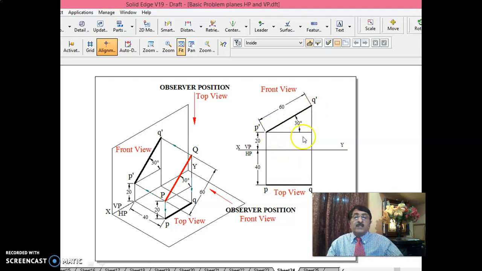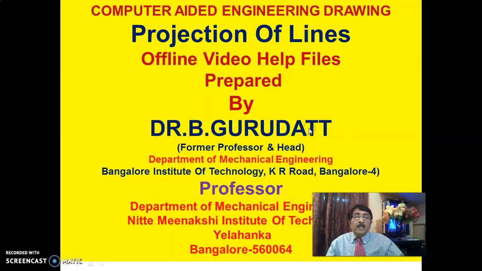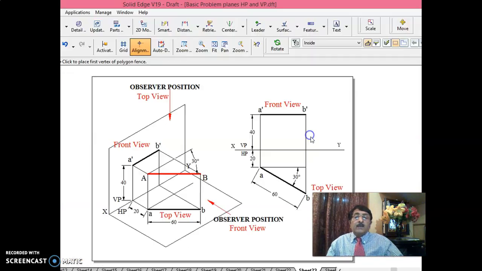Now looking at this, you can say, since PQ is parallel to XY line, immediately you say the distance of P and the distance of Q in front of VP are the same, which means P dash Q dash, whatever you have, is in true length. The line is in actual length only, no apparent length, true length only. The line is parallel to VP. You can directly say the line is parallel to VP. In that way, here you see the distance of A dash above HP and the distance of B dash above HP are the same. That means the line is parallel to HP.